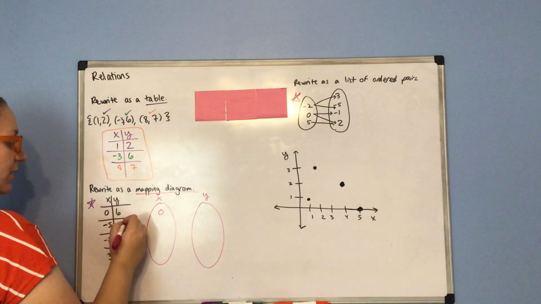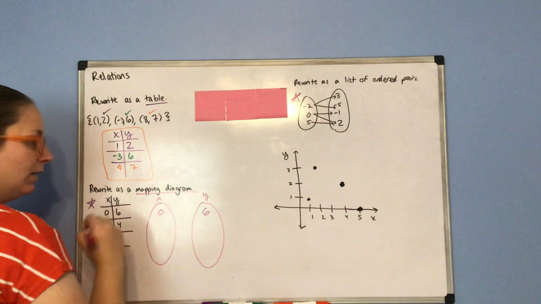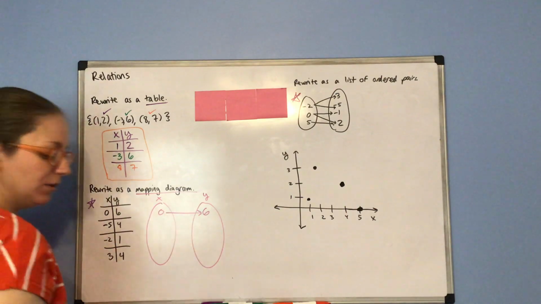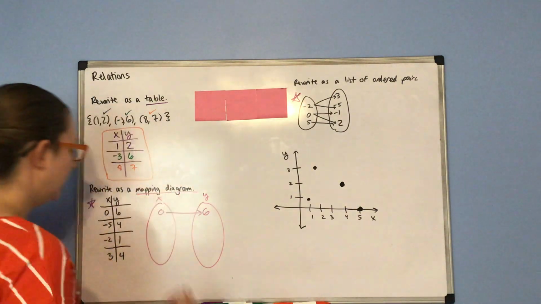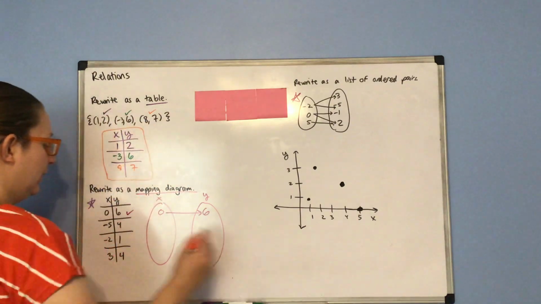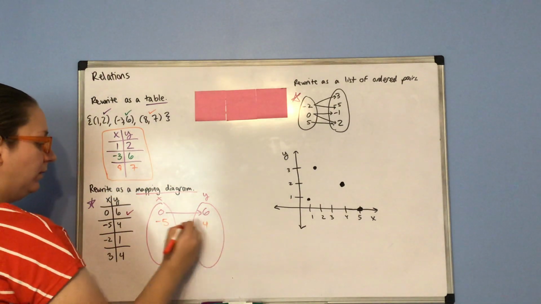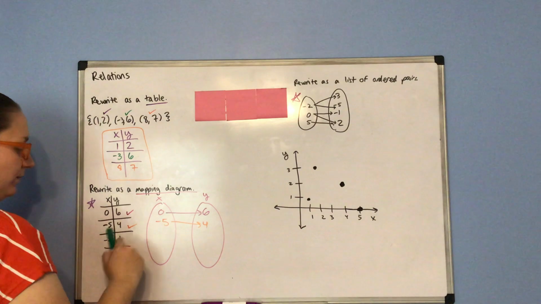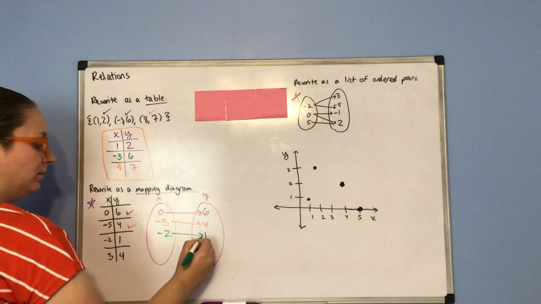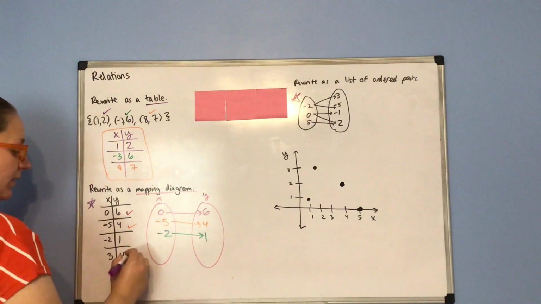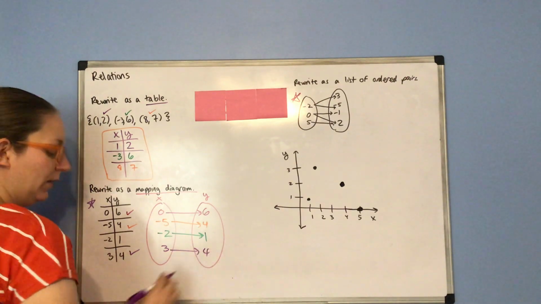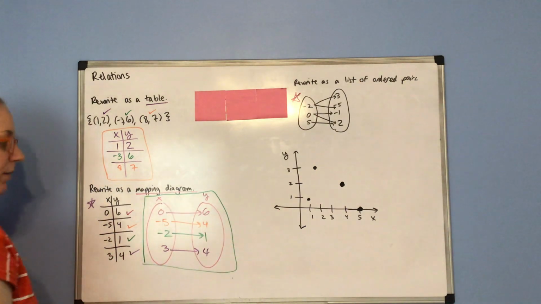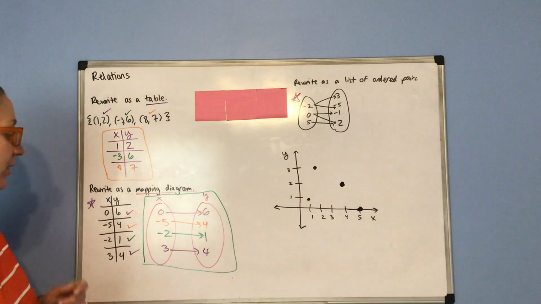My first point is 0, 6, so I need a 0 in the x oval, 6 in the y oval, and then I draw an arrow which shows me that 0 and 6 go together as an ordered pair. I'm just going to work my way down my table doing exactly that. So next up is negative 5, 4. Draw an arrow going from negative 5 to 4. Negative 2, 1, same idea. And last but not least, 3, 4. And then we are now all finished with turning that table into a mapping diagram. So what I have drawn right there is your final answer.